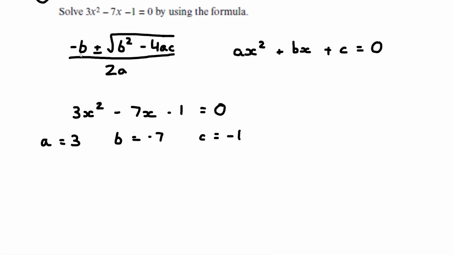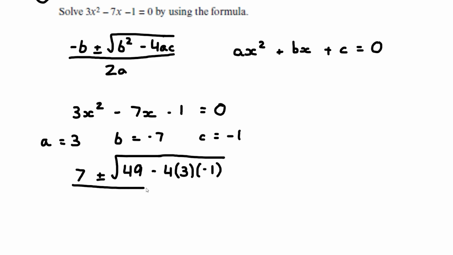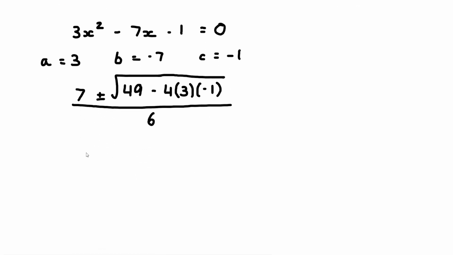Let's start with minus b, which is just 7, plus or minus the root of b squared, which is minus 7 squared, which is positive 49, and minus 4ac. Let's write it as minus 4, with a, which is 3, and c, which is minus 1. Let's write it out like this for now and simplify it in a second. That's all over 2a, and a is 3, so we multiply that by 2, giving us 6.